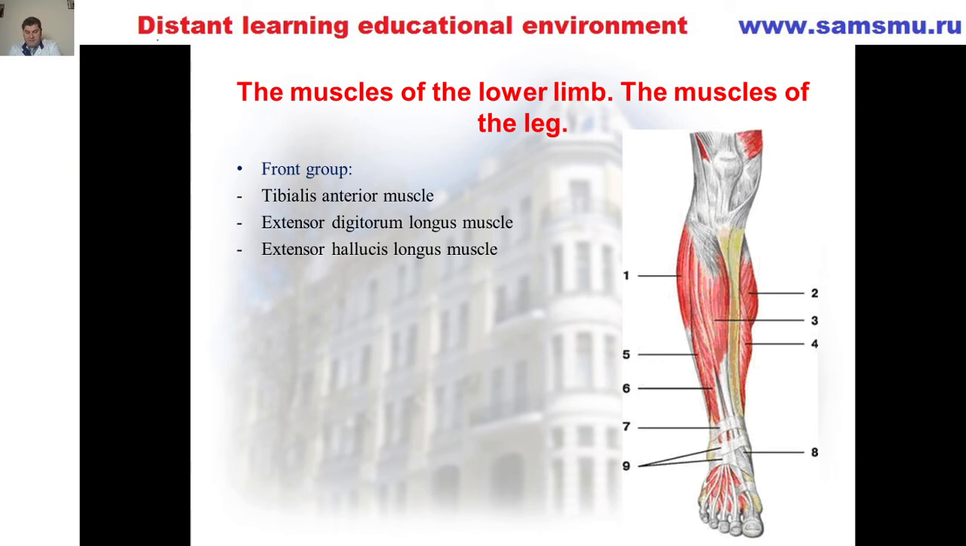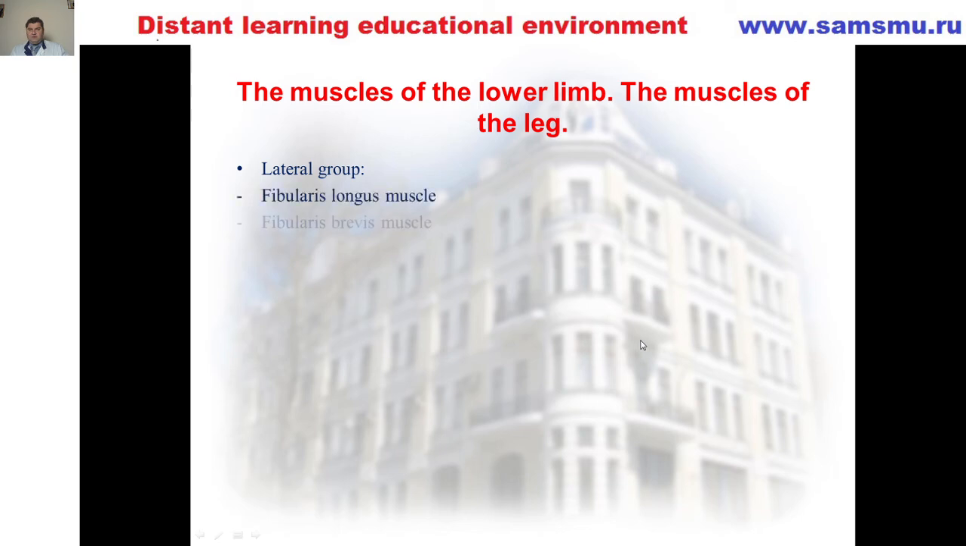Action: accomplishes dorsal flexion of the foot, raises its medial border or supination, and extends the great toe. When the foot is stationary, it assists the other anterior muscles in bending the leg forward.